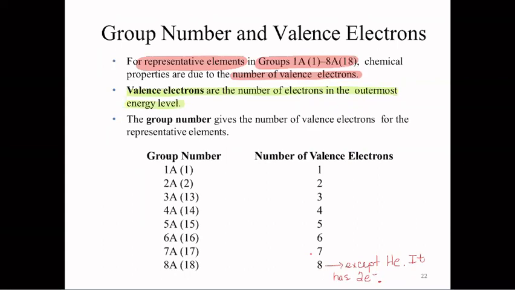Okay, now this concept of valence electrons and group number only applies to representative elements. I already highlighted it, but I'm going to underline it. So whenever you make these assumptions, your elements have to be in groups 1A through 8A. And you need to understand that there's an exception to it, okay?